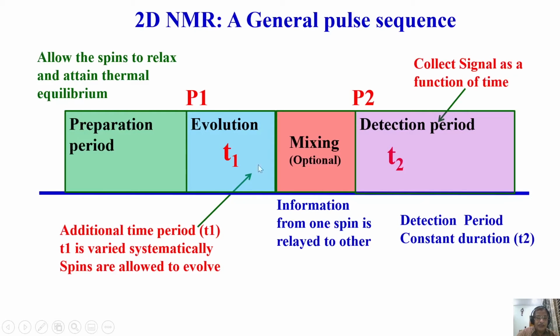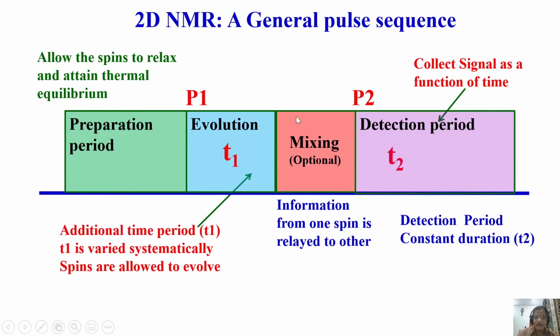And what we try to do here is, this time period is additional compared to a normal one-dimensional experiment. A one-dimensional experiment is only this part. We have a pulse here, collect the signal and do the Fourier transformation. But if we have an extra period here, this period is not constant. Unlike the detection period, which is constant, this evolution period is not constant. This additional period is systematically varied such that spins are allowed to evolve as a function of the t1 period. So this is the important point. Remember, this is not a constant period.